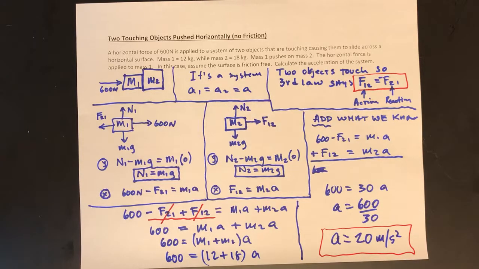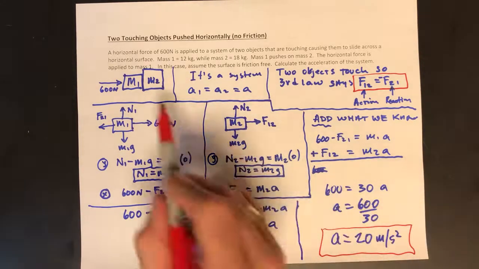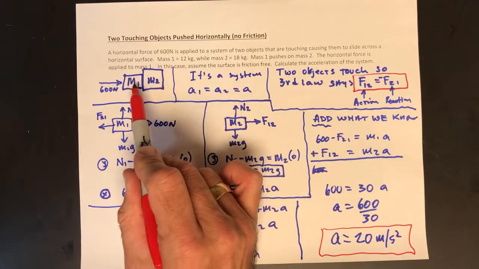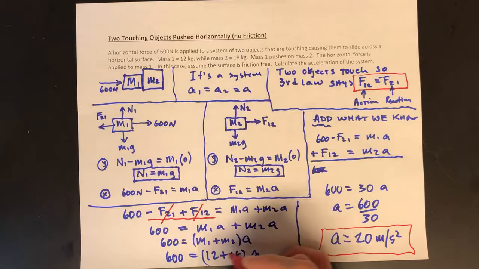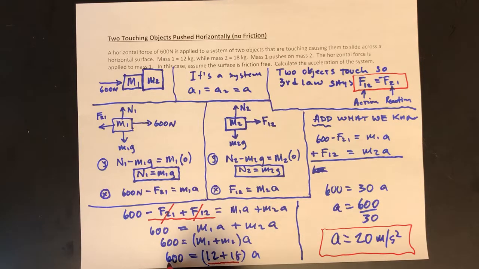And I just want to point out that in effect, if you have a system of masses which are touching one another, you're pushing the combined mass. That's what this is right here. So a force of 600 pushes on a combined mass of 30, so the acceleration is going to end up being 20 meters per second squared.